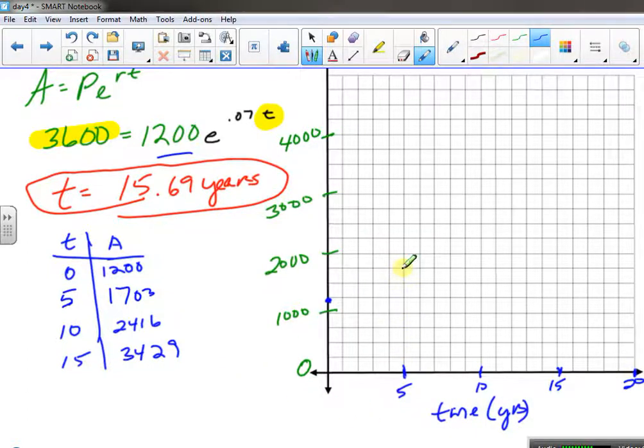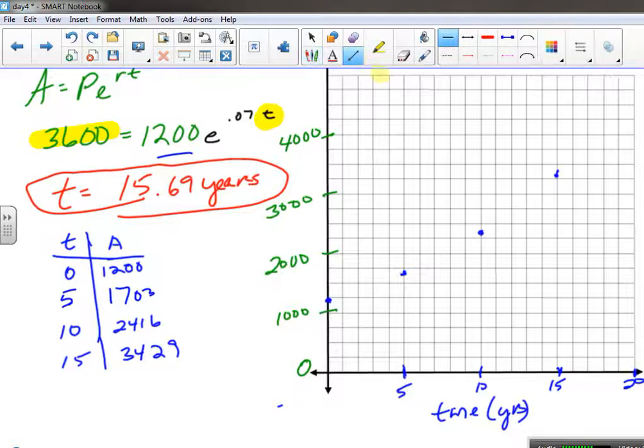At 5 years, I'm at 1703. So there's 1750, 1703. At 10 years, I'm at 2416. So 2000, this would be 2416. We'll say it's about there. And at 15 years, I'm at 3429. Let's see, 3,429, about there. And let's put our line on the graph.